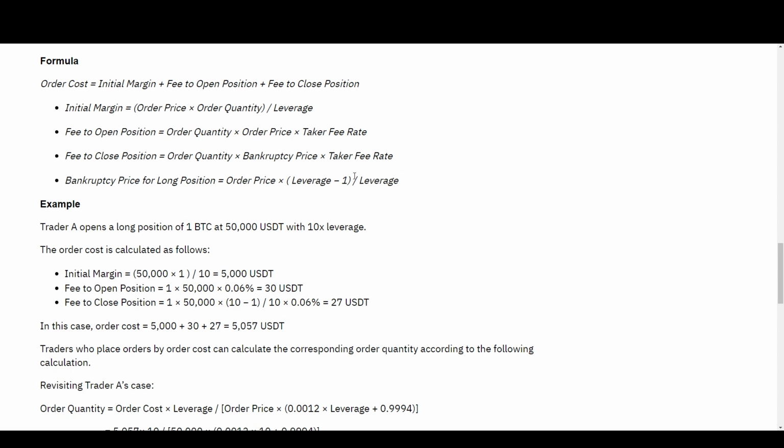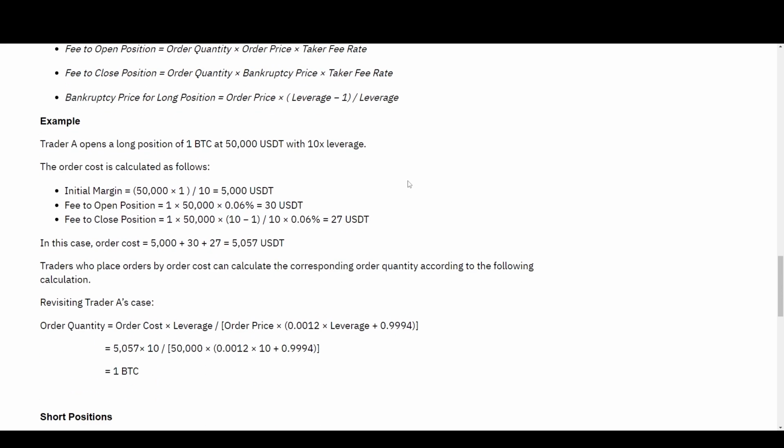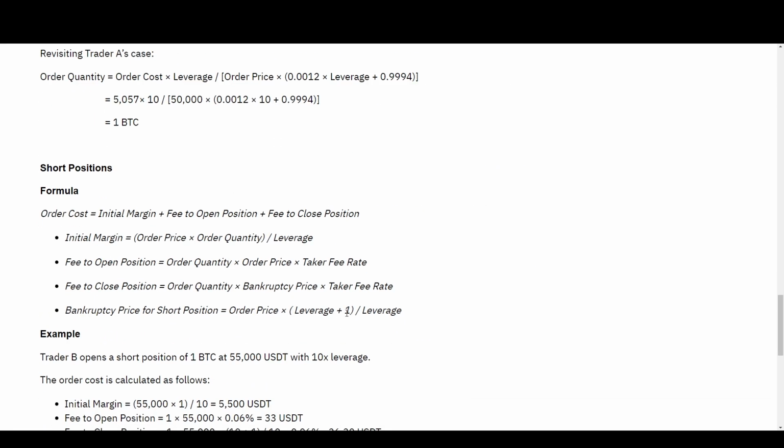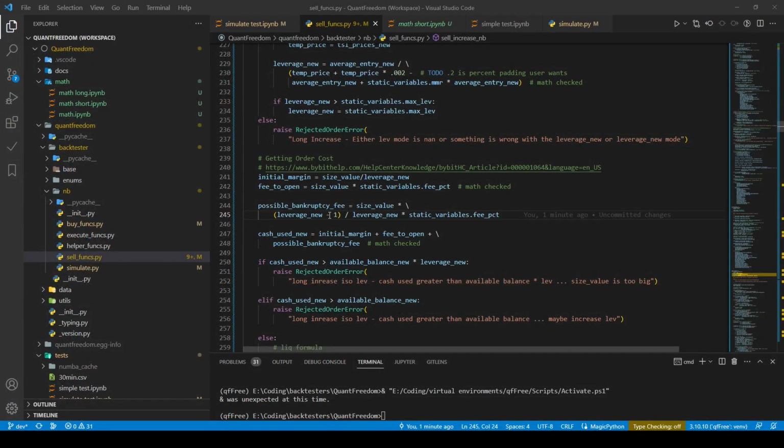So bankruptcy for. So the bankruptcy is that this is +1, this is -1. Okay, so that means that down here, all we have to do is just change this to plus. And then we have initial margin plus fee to open plus possible bankruptcy fee. So the order price times leverage +1 divided by leverage new times static fee percent. Is that true?